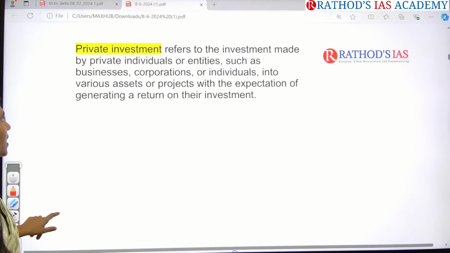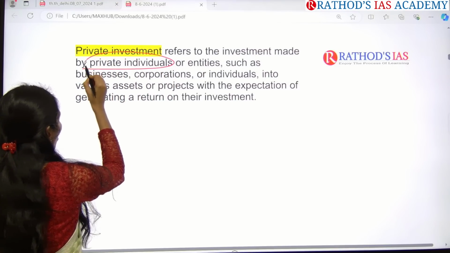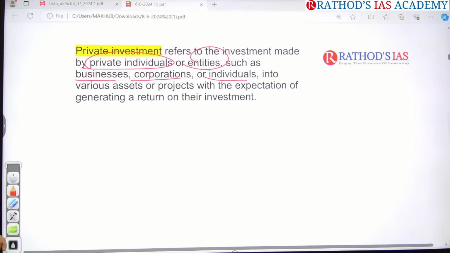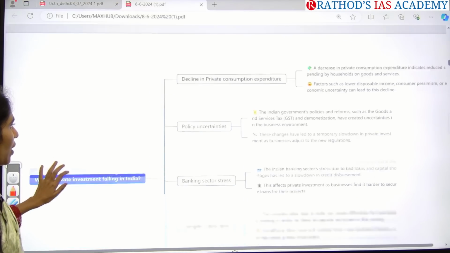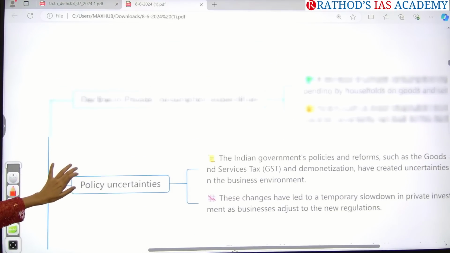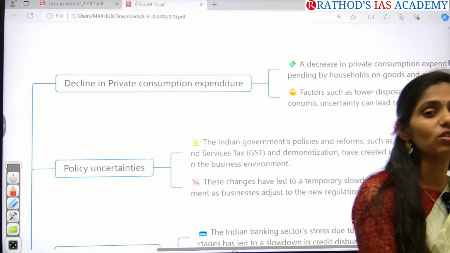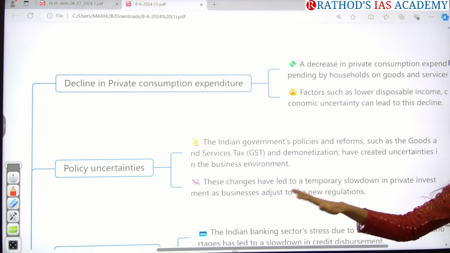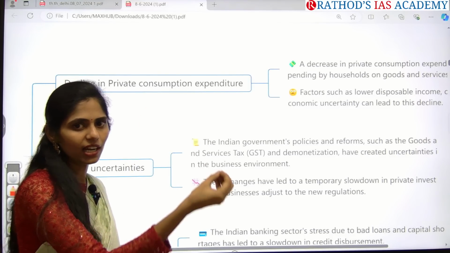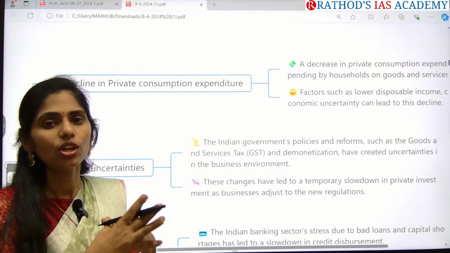And if you're talking about some facts regarding what exactly private investment is, it is investment made by private individuals or entities, for example business people or corporations, into various assets or various projects. That is called investment. I also gave you one flow chart on the reasons why private investment is decreasing in India, with 5 important points along with explanation. So if you get a question regarding the reasons for the decrease of private investment in our economy, you can write these 5 points, and you can also add some important data from this report to say that private investment is decreasing. Like that you can give supportive data so that you can enhance your answer writing skills.